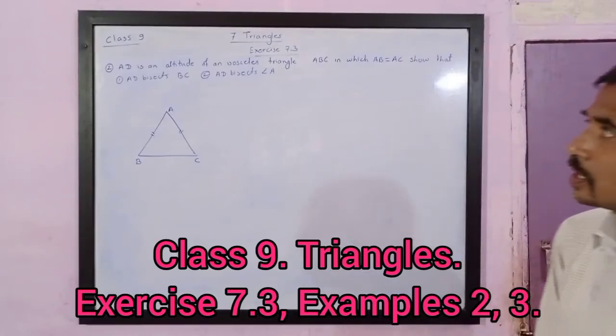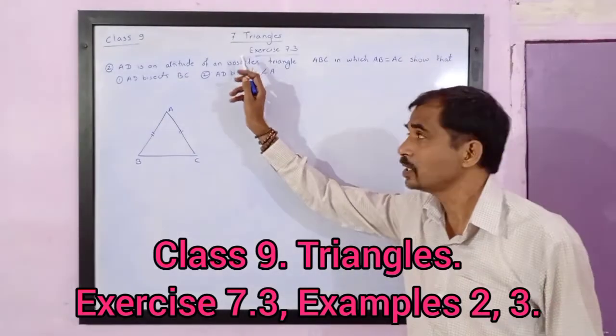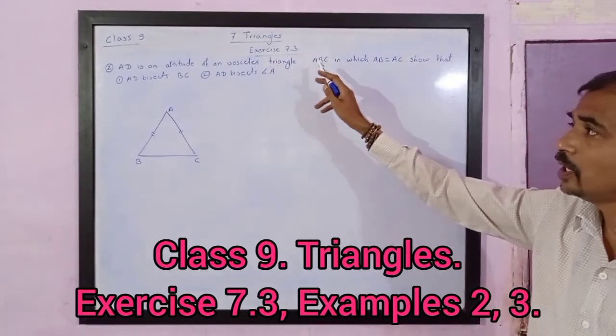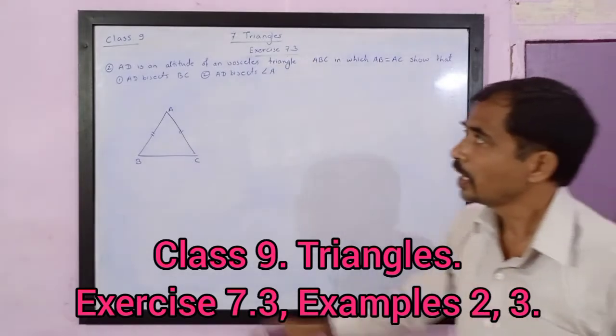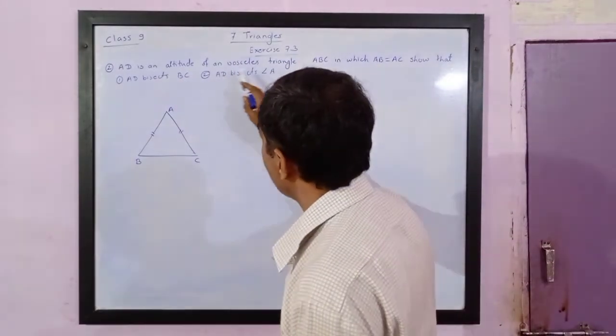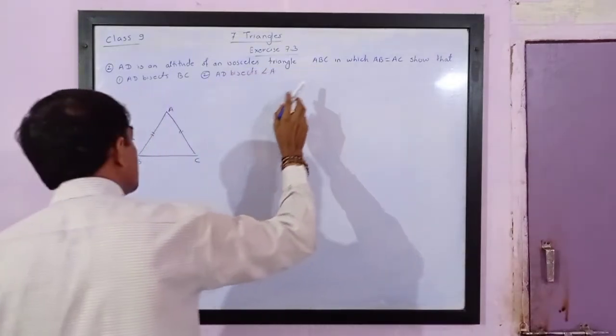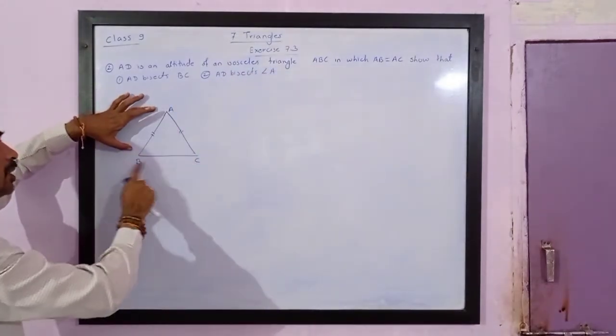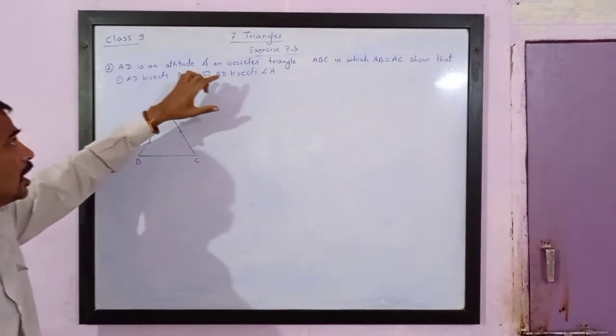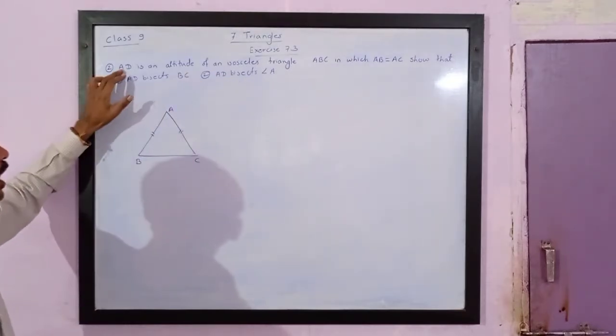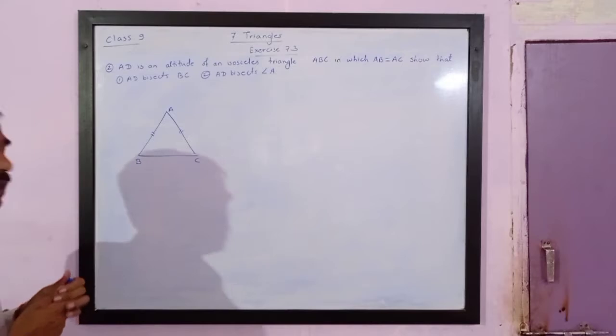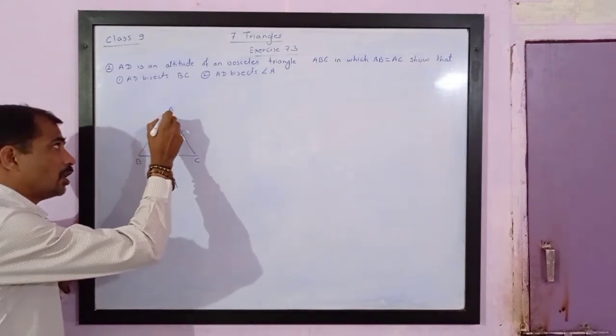Dear friends, in class 9 we are studying 7th chapter triangles, and in exercise 7.3 we have second question. AD is an altitude of isosceles triangle ABC. It means we are given ABC is an isosceles triangle whose two sides are congruent. AD is an altitude. Altitude means height. It is always perpendicular to the base.